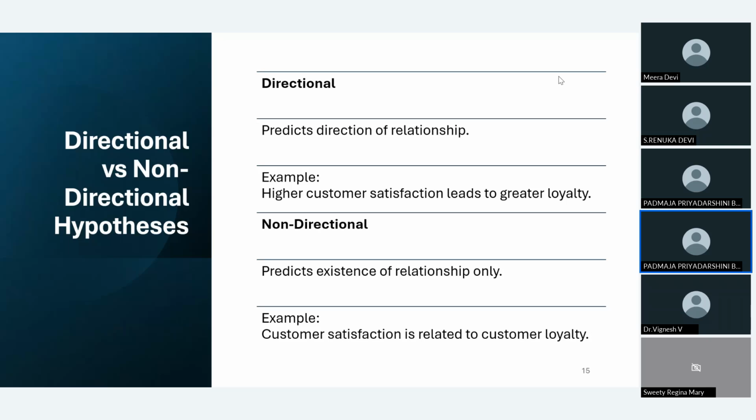Here we can go with correlation, but there we can go with regression. So when it is directional, we will go with regression. It will help us to decide what statistical tool we are going to use in future. With the non-directional example, customer satisfaction is related to customer loyalty, I will automatically go with correlation, not regression, because we are going to prove some relationship.